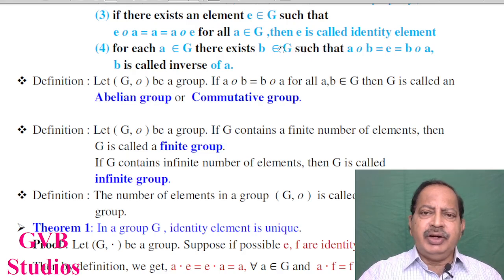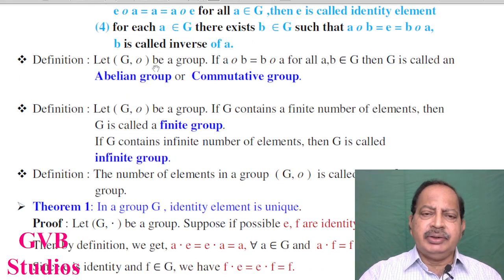Here we are searching for an element with this property. E is operated with A from the left side and the right side, and we get the same A. This must be satisfied for all the elements of G. If this E satisfies the property for all the elements of G, then E is called the identity element.